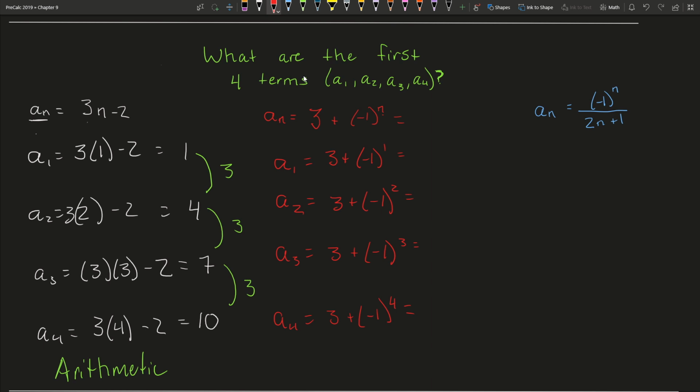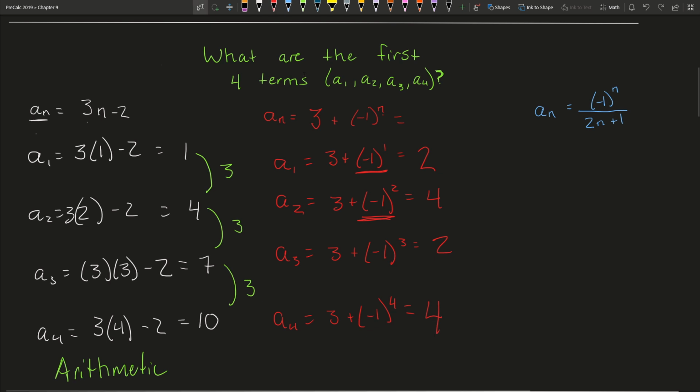So 3 plus negative 1 to the first. This negative 1 to the first is just negative 1. So we have 3 minus 1, which is 2. Negative 1 squared, that's positive 1. So then we have 3 plus 1, which is 4. Negative 1 cubed, that's negative 1. 3 minus 1 is 2. Negative 1 to the fourth, that's positive 1. So this ends up being 4.